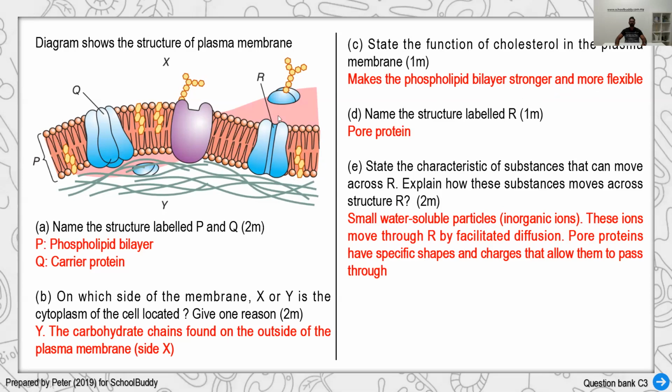The next question is on the structure of R. As I said, this is a pore protein, because you can see the opening here. State the characteristic of substances that can cross R. What material can go in and out of this pore protein? Only small substances, because large ones will go through a carrier protein. So we have inorganic ions. Ions can move through R by facilitated diffusion using a pore protein. They need a specific shape to go through and move from outside to inside. These are examples of questions regarding the plasma membrane.